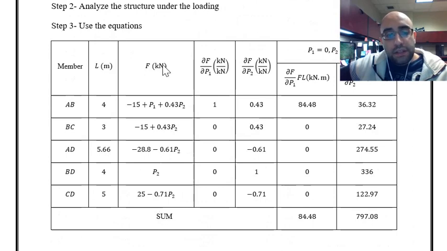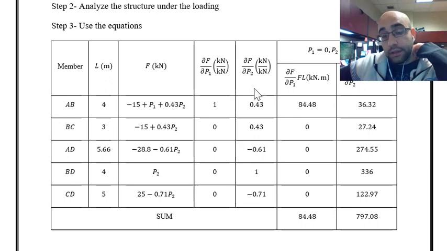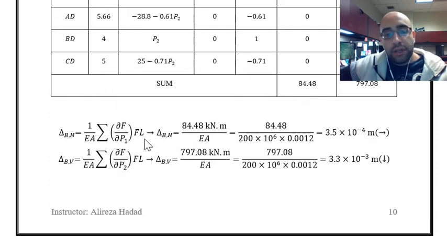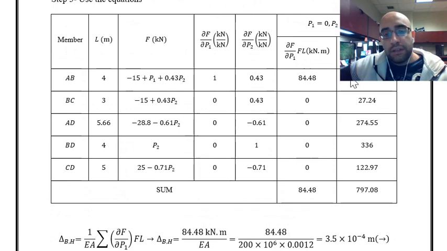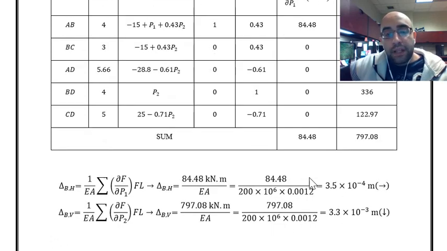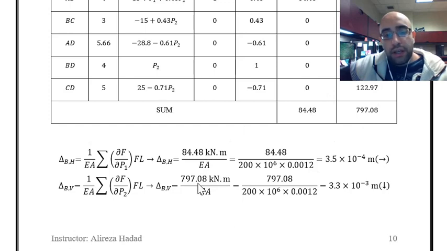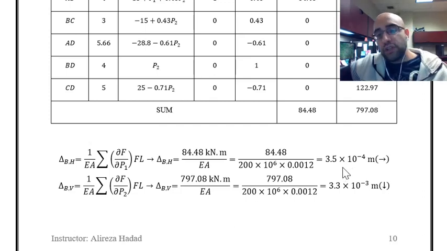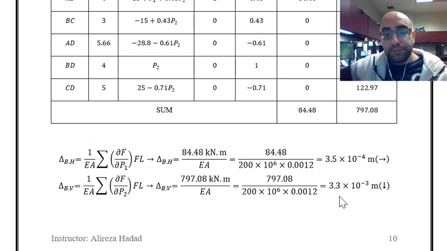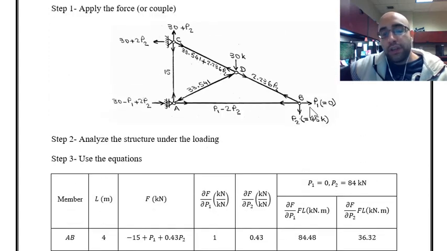So these are the forces that I could find based on the analysis. This is the partial derivative of the force with respect to P1. This is the partial derivative of the force with respect to P2. And then these are the terms that we have over here in the equation. The values are calculated in these cells, and these are the summation of these values. Now I have to return these values into these equations, and then I included the value of EA and found the deflections. And over here you can see these are the horizontal and vertical deflections at point B. The positive values mean that the deflections are in the same direction as the loads that I applied in the beginning of the analysis.